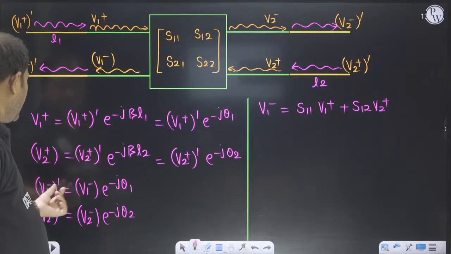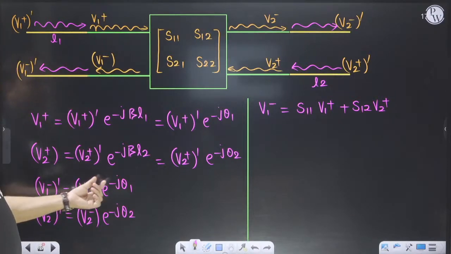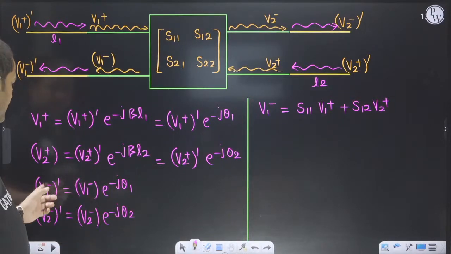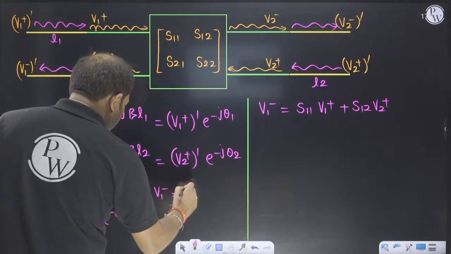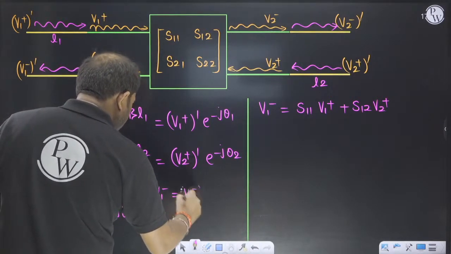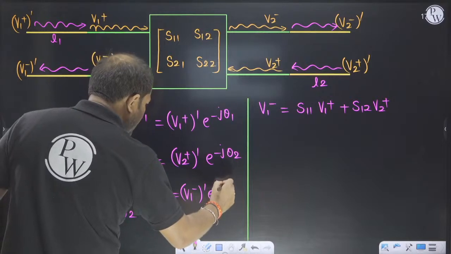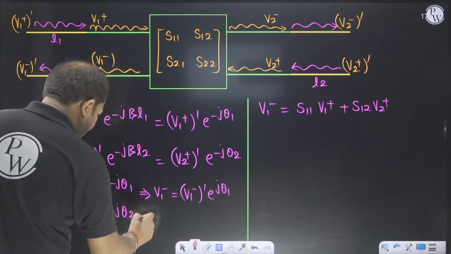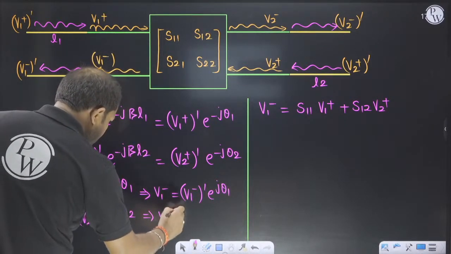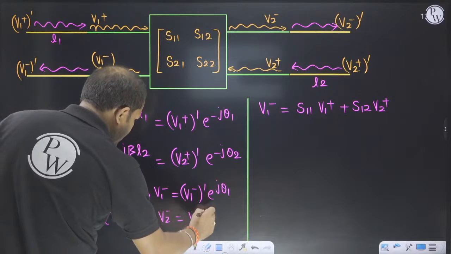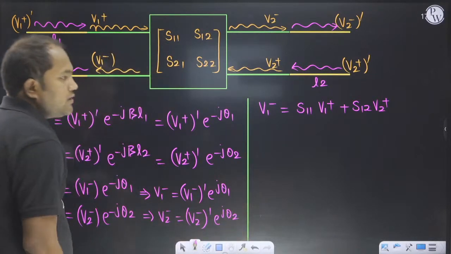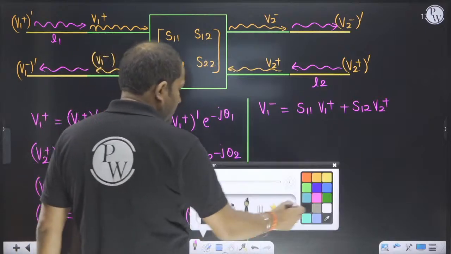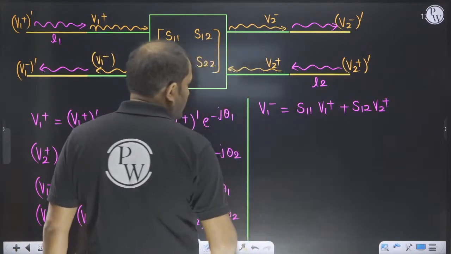So V1 minus dash will be equal to V1 minus into something. So V1 minus will be equal to V1 minus dash e to the power plus j theta 1, and V2 minus will be equal to V2 minus dash e to the power j theta 2. Yes sir. So I'll put the value here. What will you get?